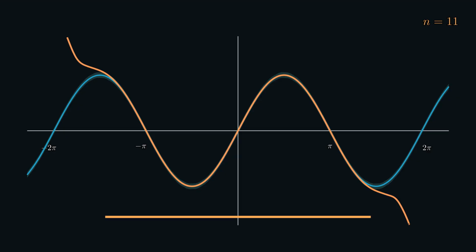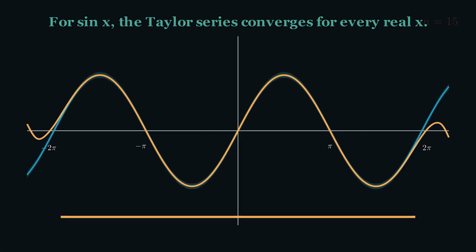Degrees 9 and 11 push past pi. And by degree 15, the polynomial hugs almost 2 full periods, from near -2 pi to near 2 pi. So closely that at this scale the two curves are indistinguishable. Every term you add extends the reach, and nothing ever breaks. For sine, the Taylor series converges at every real number, no matter how far from 0 you go.